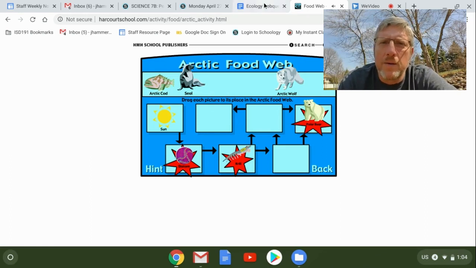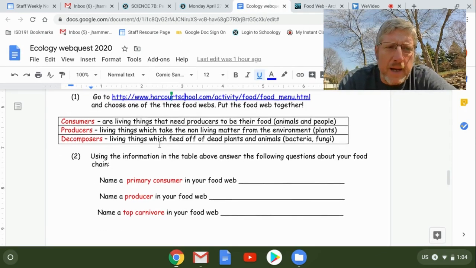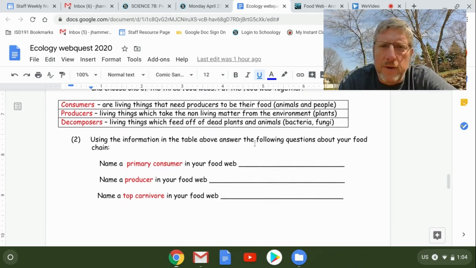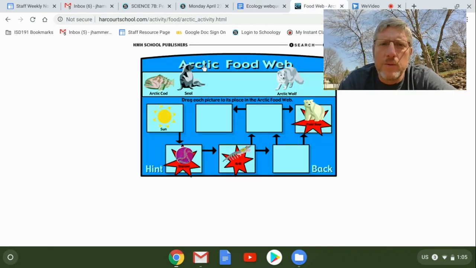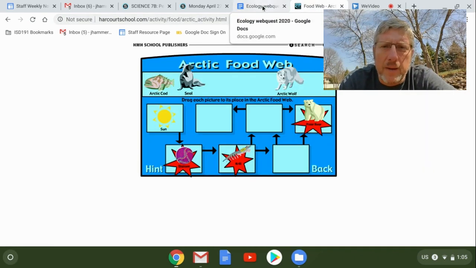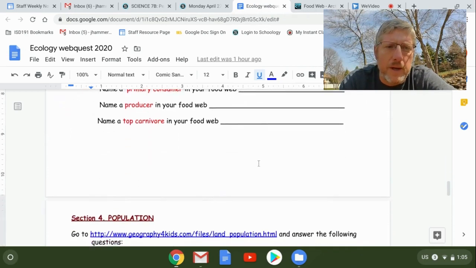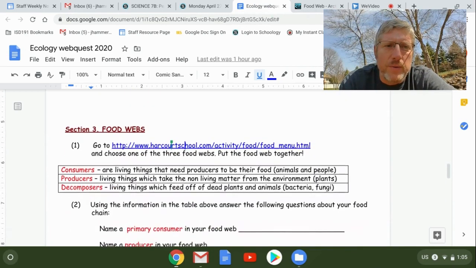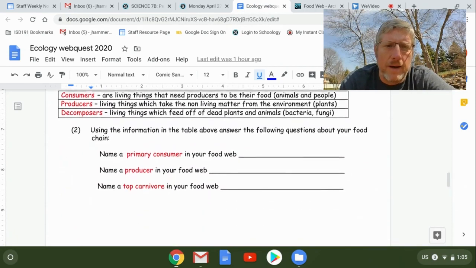Once we get it done, we're going to come back here. And it says using the information table above, answer the following questions about your food web. So figure out who are the primary consumers, the ones that were doing the eating. Who were the producers in your food web, which ones were making the food from the sun, and which one is the top carnivore, which is the one at the top of the food chain. So you would use this information once you've finished it, figure out their names and type in their names for me here. Okay, that's section 3. Easy peasy, not a problem.